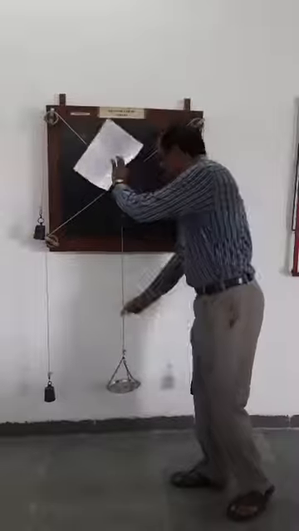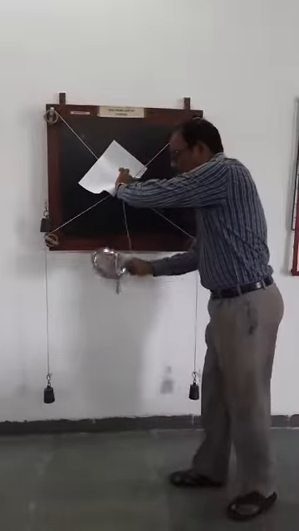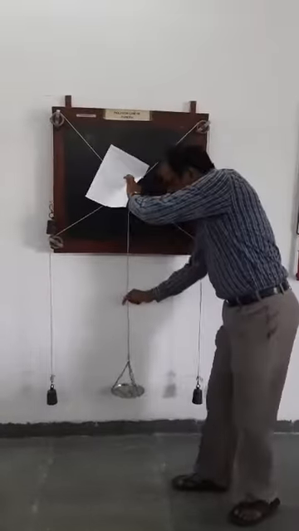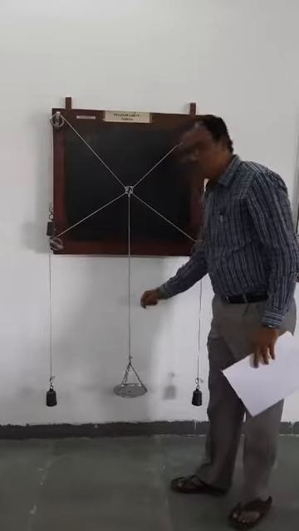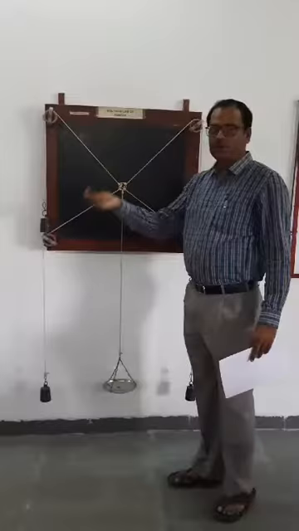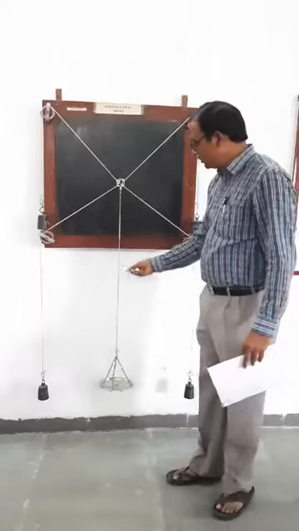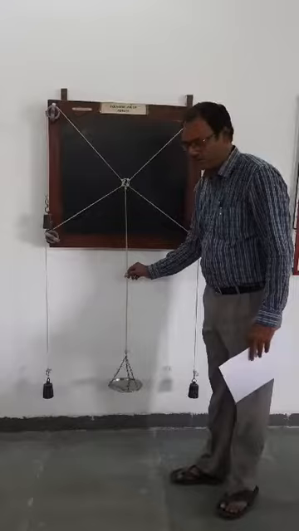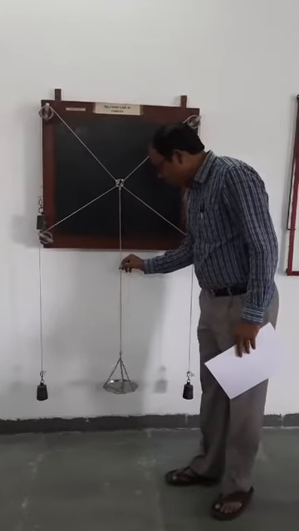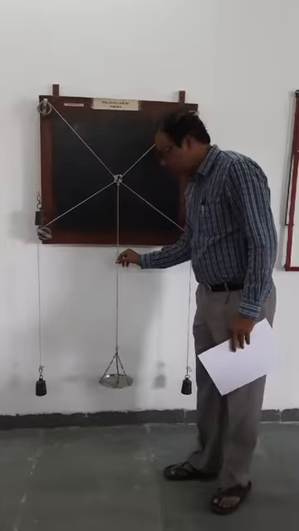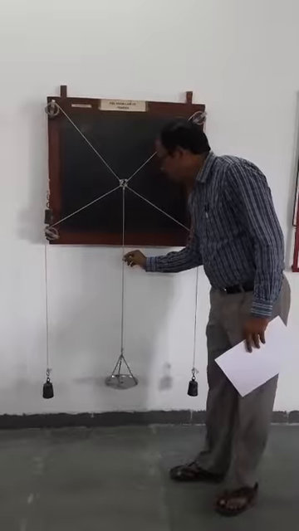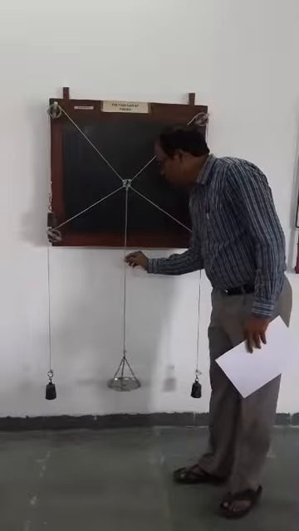For the 5th weight, you can see there is a pan given. In this pan, we can change the weight, starting from, suppose, 100 gram, 200 gram, 300 gram, 500 gram, according to how many observations you have to take. Suppose I add a 100 gram weight here, what will happen? Whenever weight is added in this pan, it will slightly come down, which means there will be tension in this 5th string.